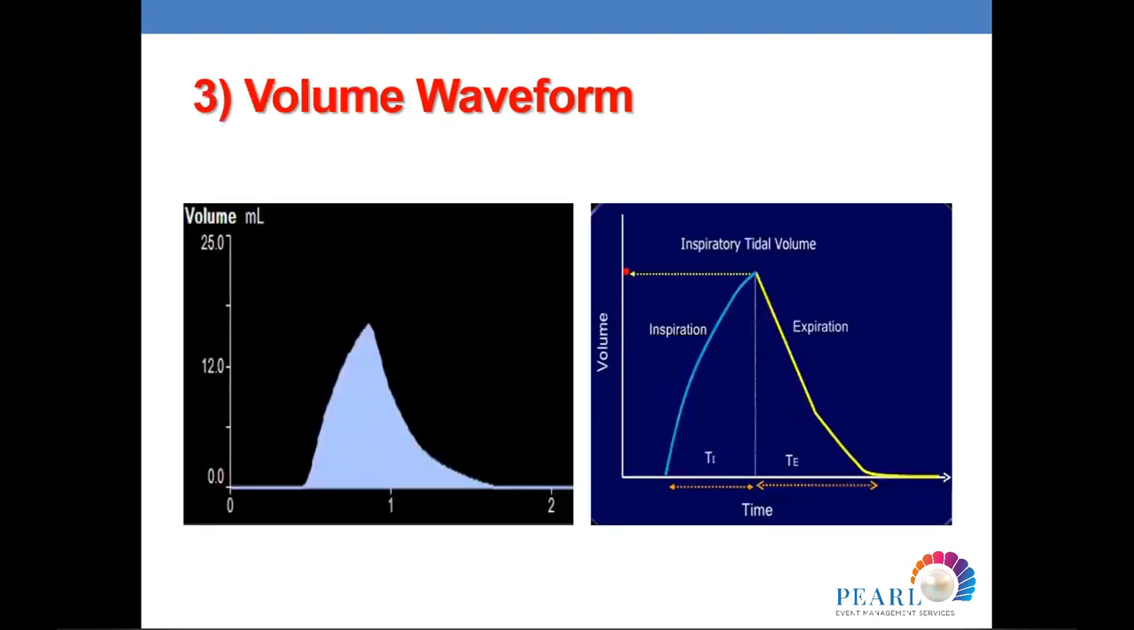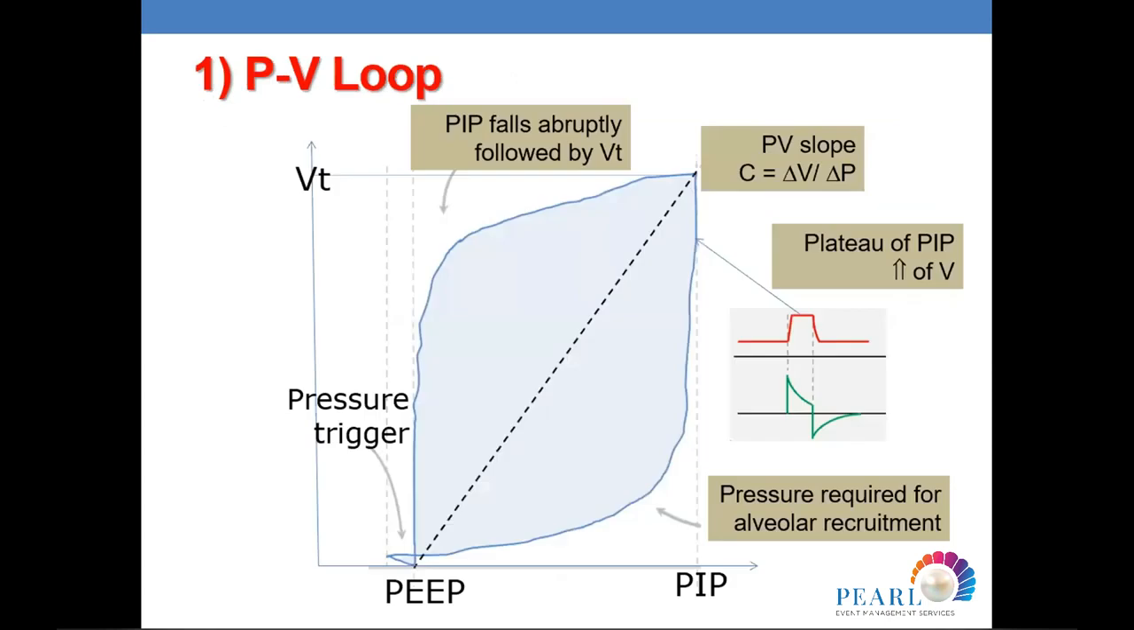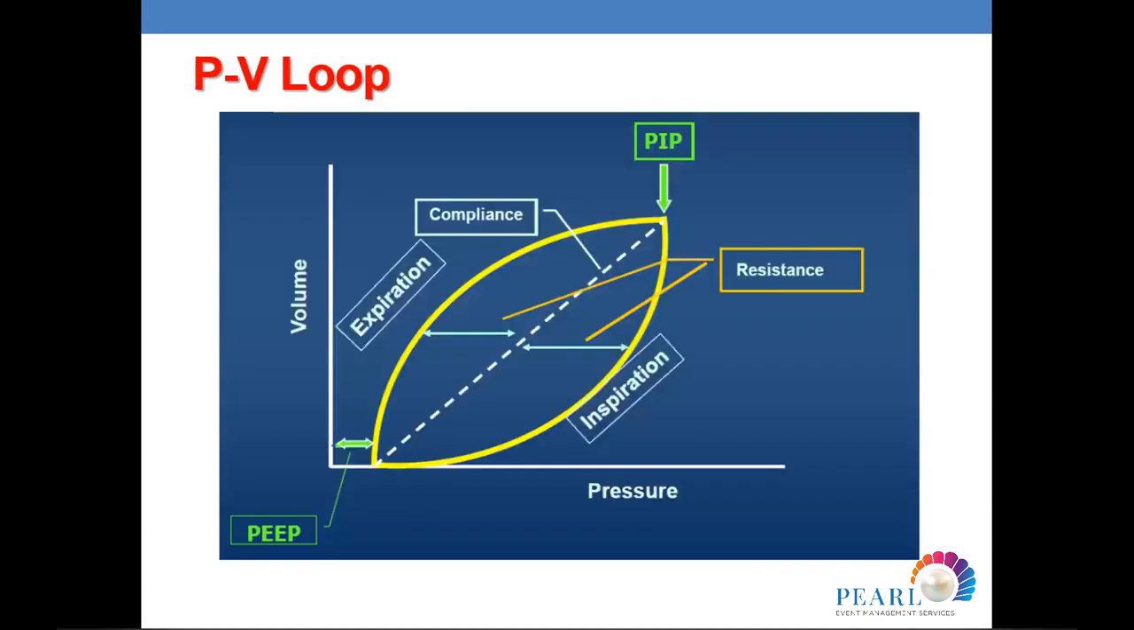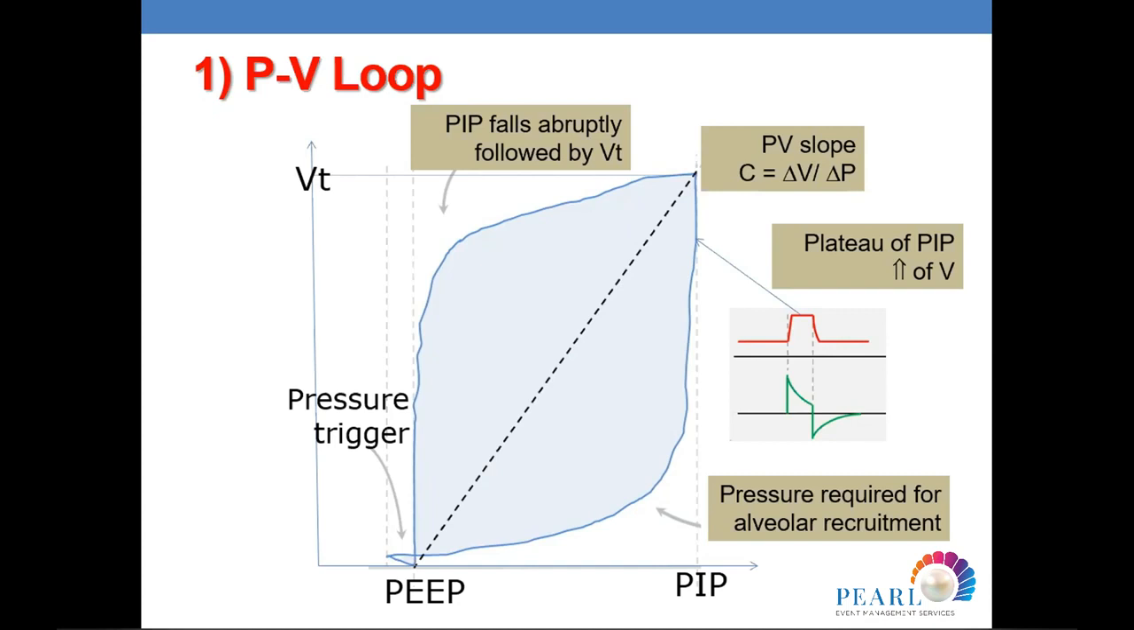Now the volume waveform, we already discussed it. Now the loops. There are two major loops. There is the pressure volume loop, the relation between the two. And what is the importance of the pressure volume loop? The pressure shows how much pressure you need to generate the volume. So it gives you this curve.